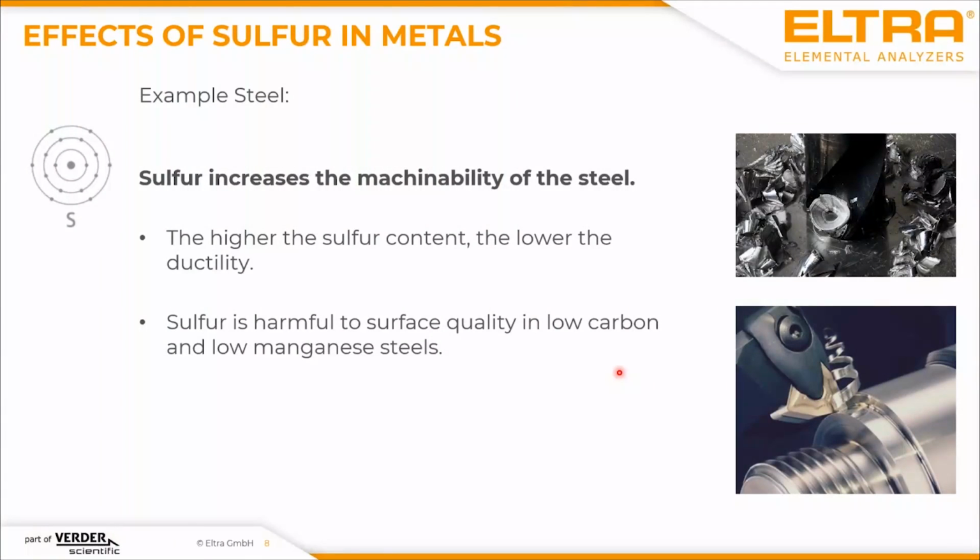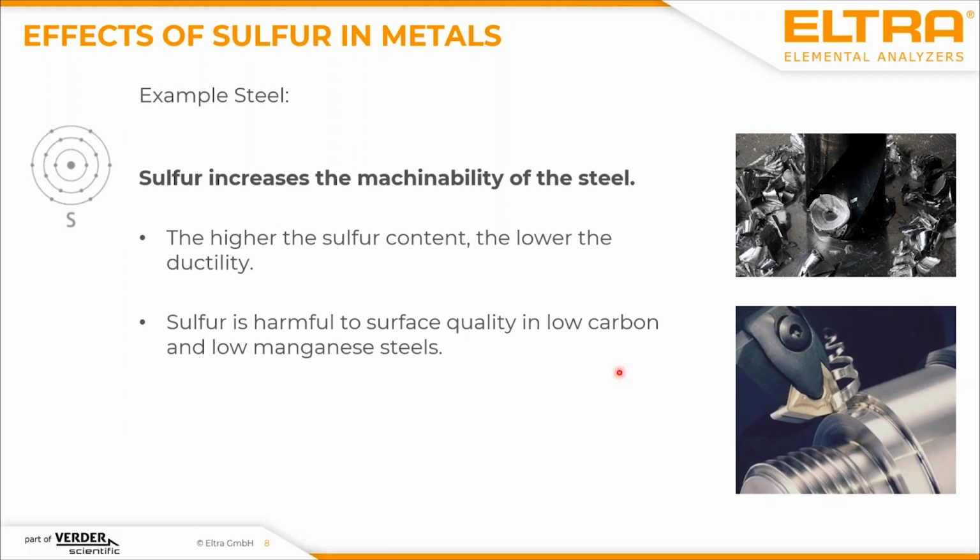The effect of sulfur in steel is a little bit different. Sulfur in general increases the machinability of the steel, in explicit how it might be drilled or milled. The higher the sulfur content is, the lower is the ductility of the steel.